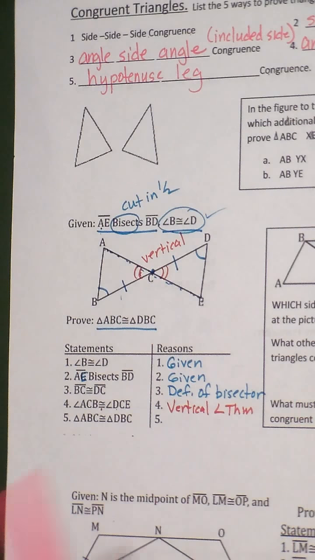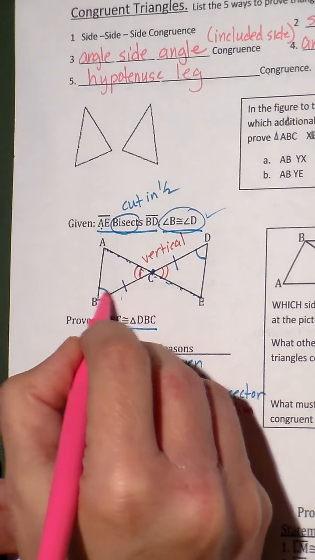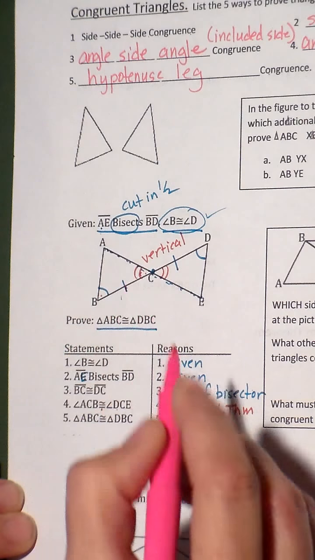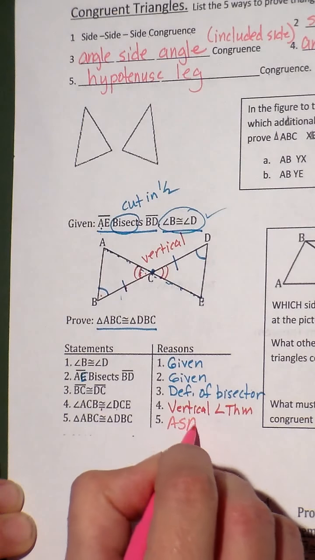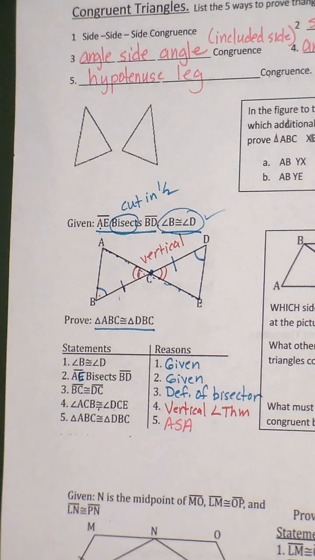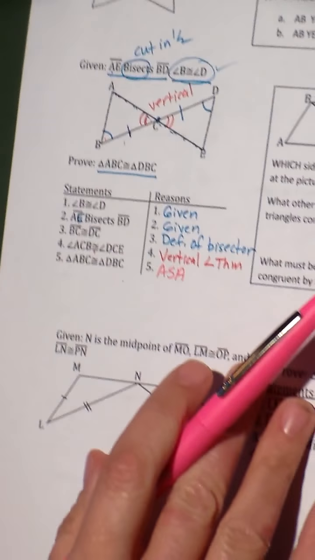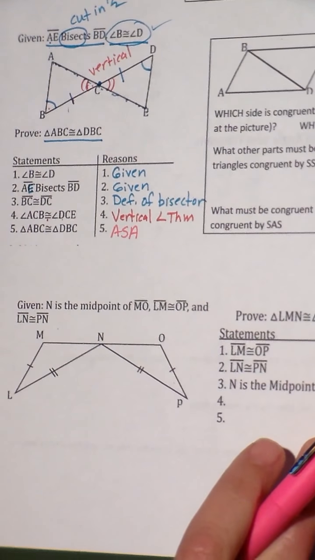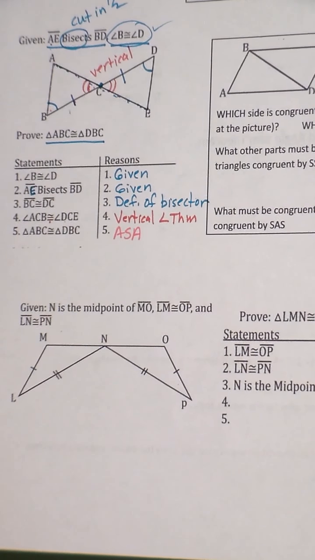And so to close it, what do I have now? I have an included side between two angles, so that is going to be the angle side angle theorem. Okay, so that's an example of a proof. We'll do one more where you're going to have to do some proofs from scratch, but I'm giving you some blank ones here just to kind of help you out a little bit.